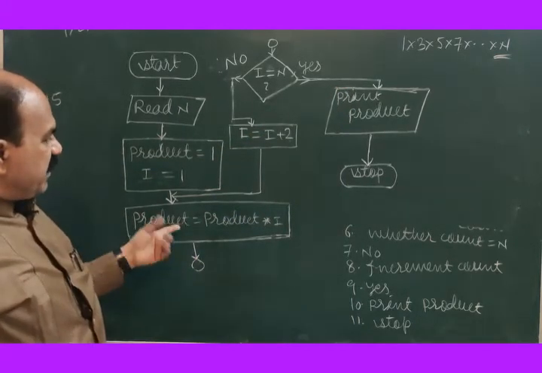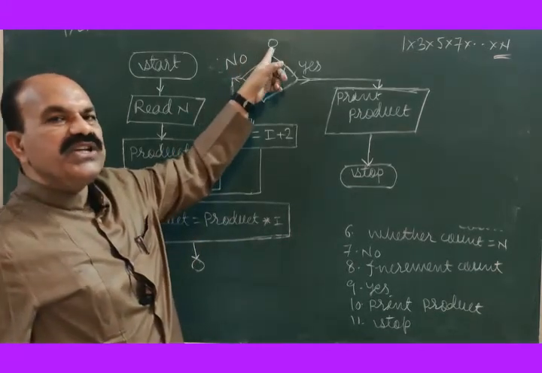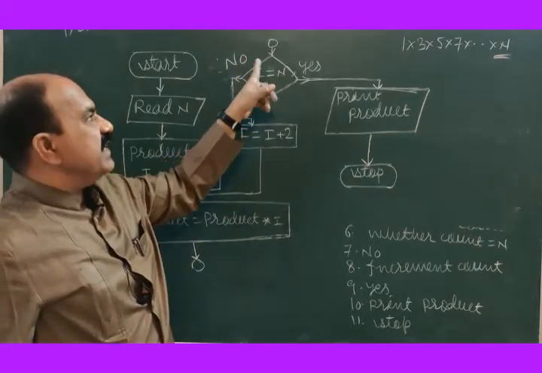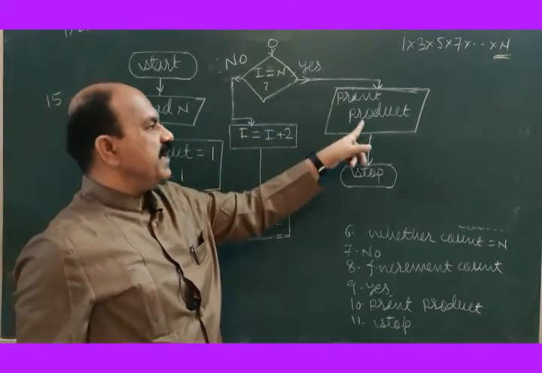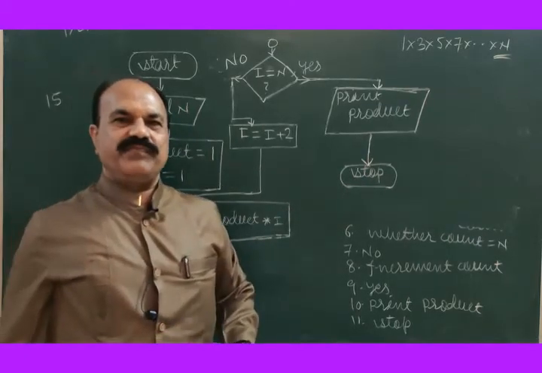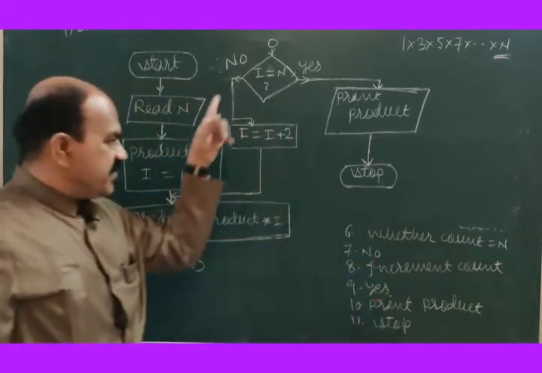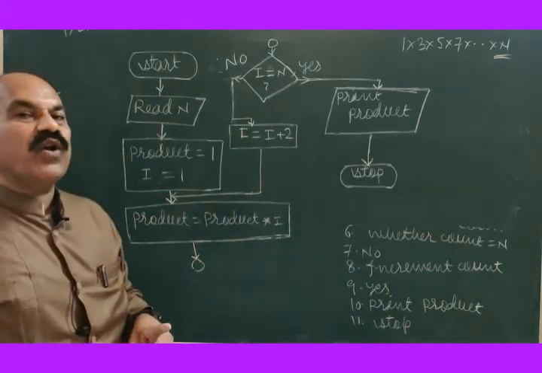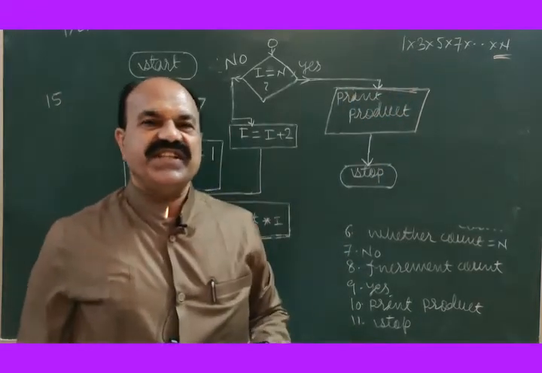As soon as it has become n, the product is completed. When the control is sent here, instead of no, the answer will be yes. Print the product and stop. This is the algorithm. Algorithm is same. This is the flowchart for product of this finite series.